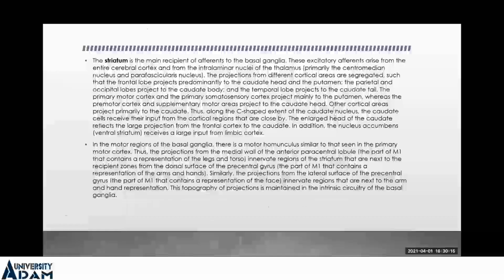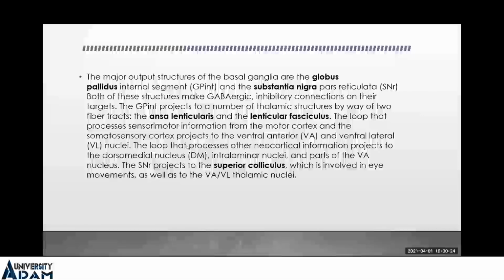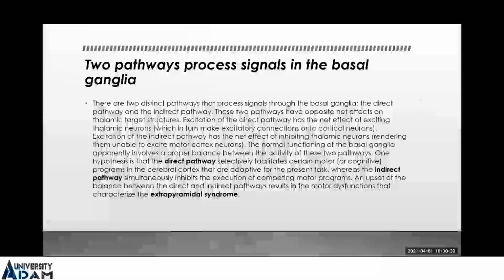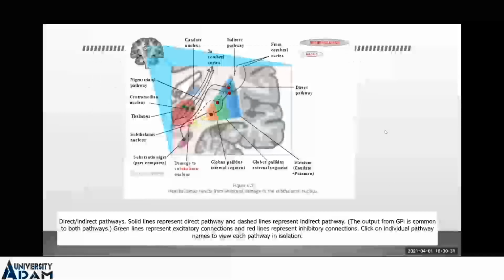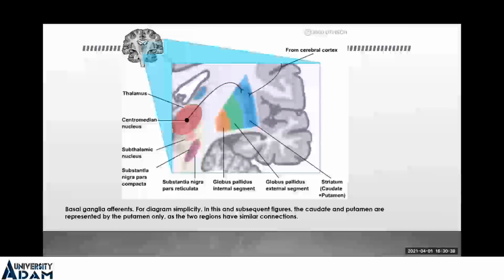Let's skip. Okay. So also, guys, like in the cerebellum, we have basal ganglia afferents and basal ganglia efferents, okay? So let's go to the slide. Okay, so let's talk about the basal ganglia afferents.